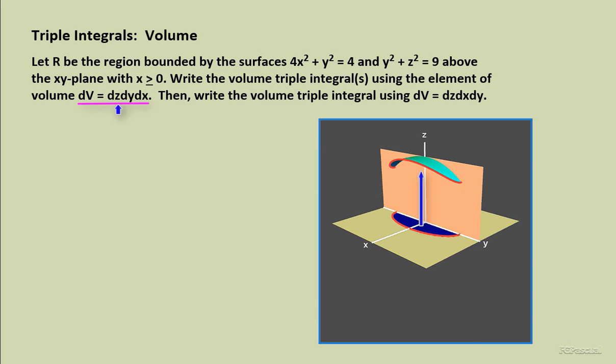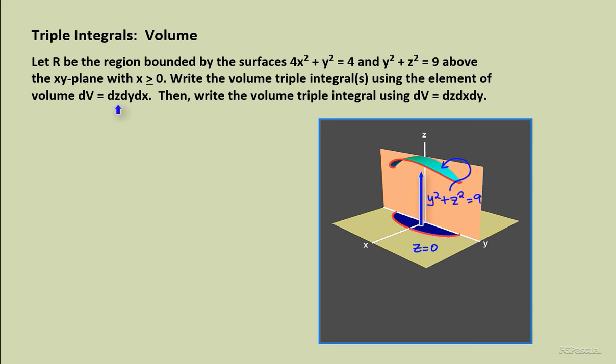We check the lower surface boundary and the upper surface boundary. The key phrase here is surface boundary. The lower surface boundary is on the xy plane where z is equal to 0. The upper surface boundary is the surface whose equation is y squared plus z squared equals 9. On each of the upper and lower surface boundaries, we need to solve for z in terms of x and y.